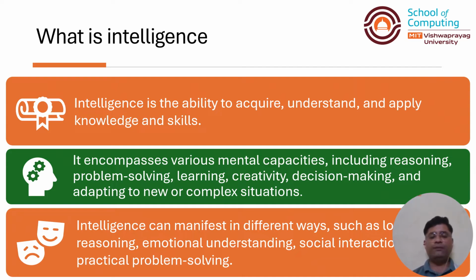As we know, human beings are social animals. We would like to have good people around us. So social interaction is much more important. Another aspect of human beings is that by default we love to solve problems with whatever knowledge and experience we have. So the simple definition of intelligence is the ability to acquire, understand and apply knowledge and skills.